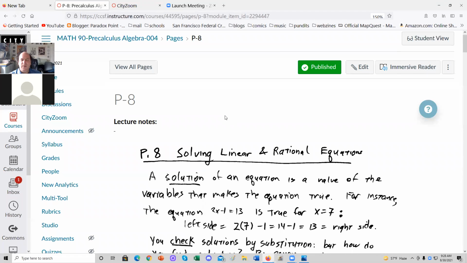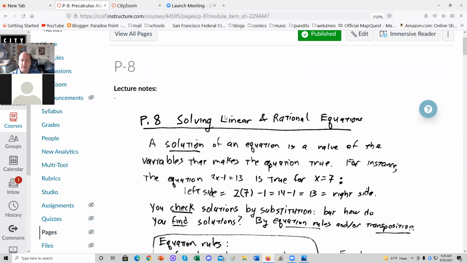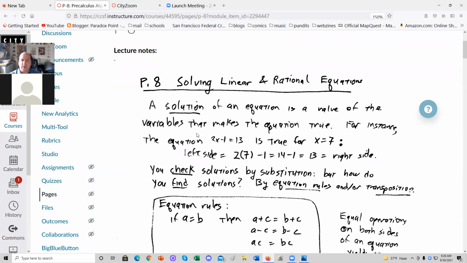Section 8, solving linear and rational equations. Now, given an equation, its solution is a value that makes the equation true. For example, the equation 2x minus 1 equals 13 is true when you set x equals 7. The left side is twice 7 minus 1, which is 14 minus 1, which is 13, equals the right side, and it works. You can check solutions by substitution. That's what this was. x equals 7 is in fact checked as a solution this way.